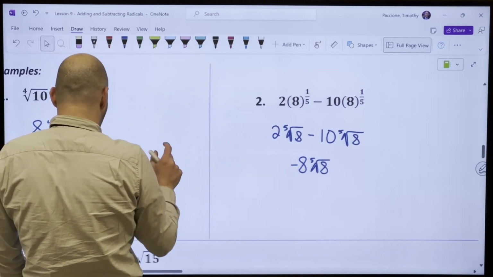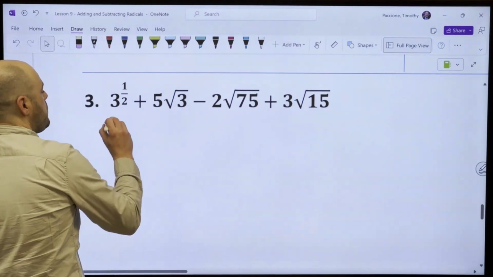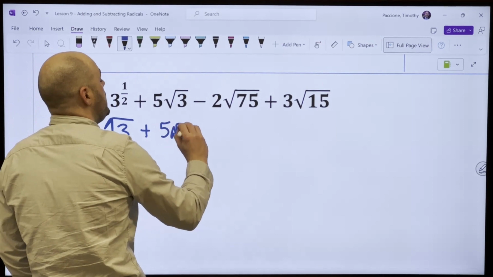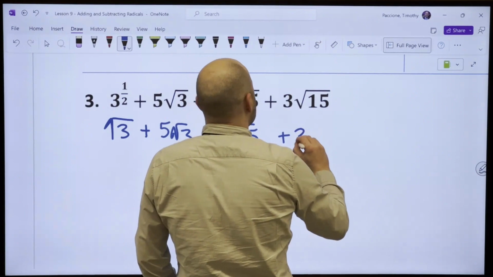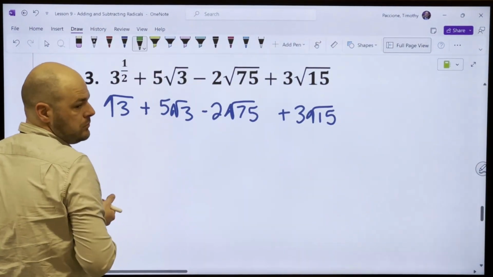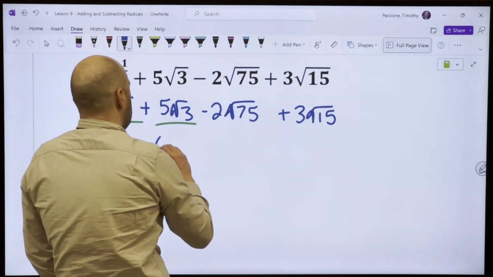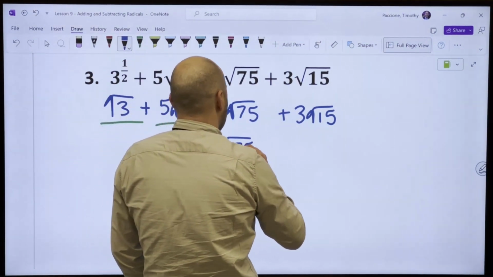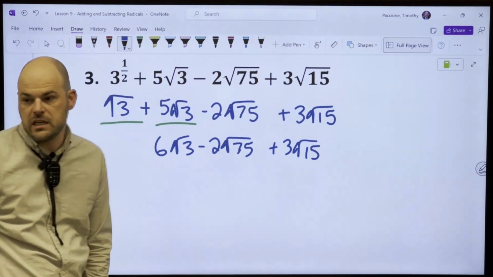And now this one. Well, 3 to the 1/2 I would rewrite as what? Square root of 3, right? Plus 5 square root of 3 minus 2 square root of 75 plus 3 square root of 15. Okay, what can be combined here? Which is how many? 6 square root of 3 minus 2 square root of 75 plus 3 square root of 15. So are we done? Is that as far as we can go?